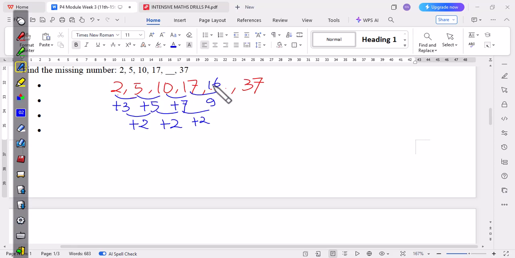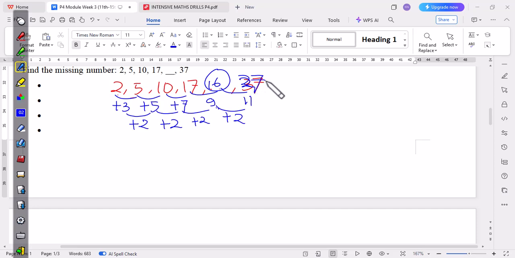And this one must be 26. If we continue the number, it will be plus 2 again, and this is 11, so it must be 37 actually, 37.